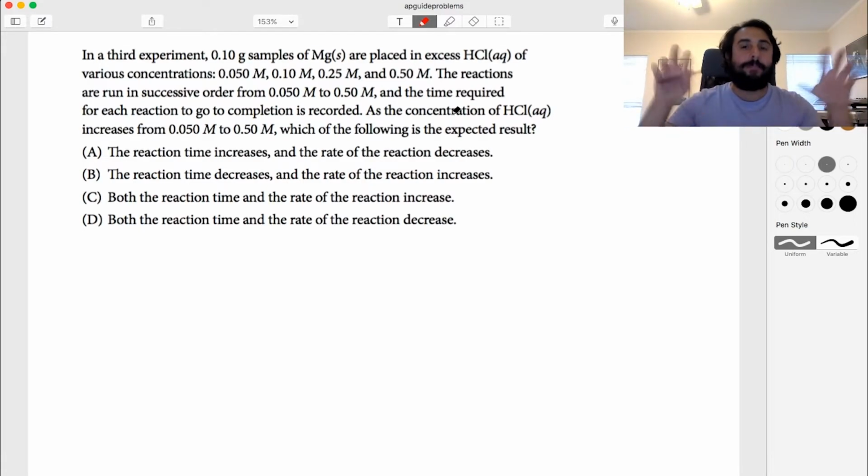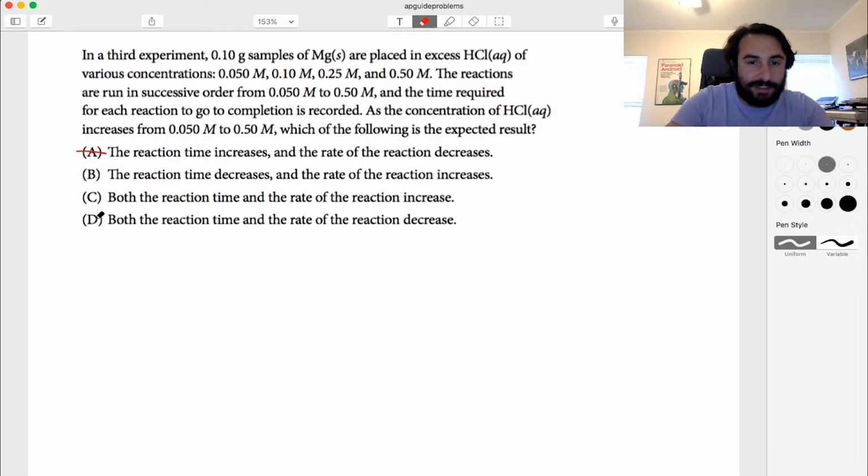But if it's jam-packed with the reacting species, they're very rapidly going to find each other and react. So the more concentrated, the higher the concentration, the faster the rate of reaction. So definitely the rate of reaction increases.